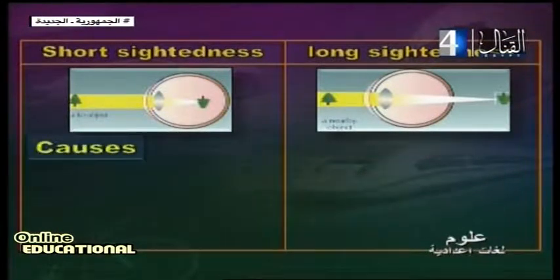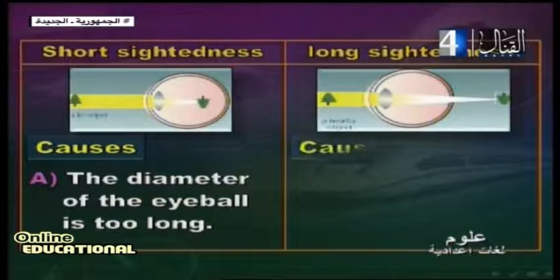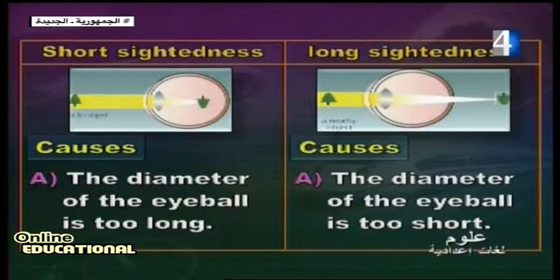So, what is the reason for short-sightedness? Okay, first reason, the diameter of the eyeball is too long. The diameter of the eyeball is the distance between the optical center of the lens and the retina. In this case, the diameter of the eyeball is too long, so the image can't reach the retina. Opposite in long-sightedness. First reason, the diameter of the eyeball is too short, so the image is formed behind the retina.